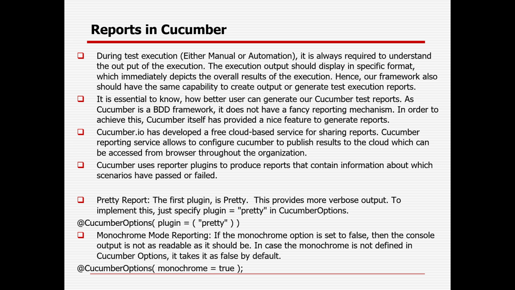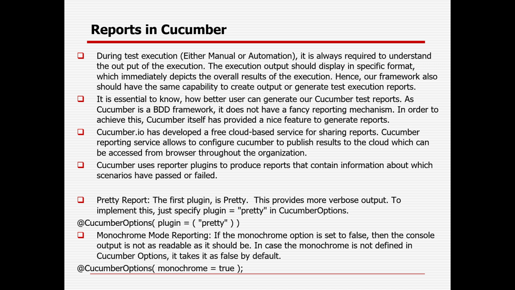Any project, whether it's functional testing, automation testing, UI automation, API, or mobile, requires reporting. Otherwise how do people get to know what you are doing, how many tests executed, how many scenarios passed or failed. During test execution, either manual or automation, it is always required to understand the output of execution. The output should be displayed in a specific format which immediately depicts the overall result. Hence, our framework should also be able to generate a test execution report.